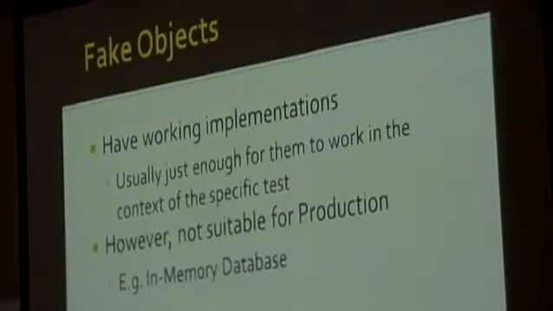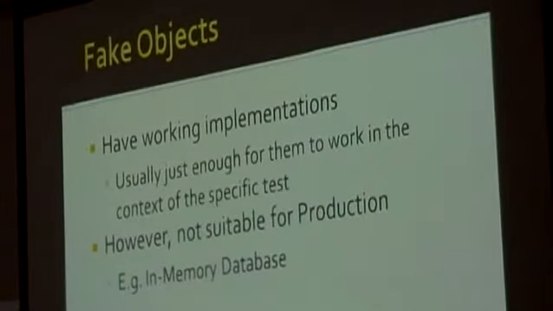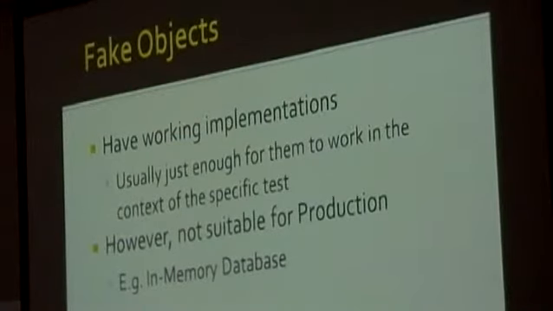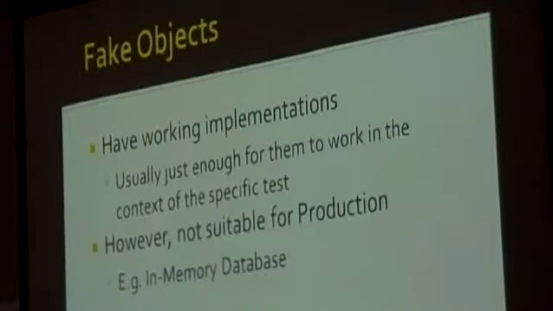Next are fake objects. They do have working implementations, but usually just enough to get the test running. They're definitely not suitable for production. For example, an in-memory database, like SQLite in-memory. That would not be good to have in production, because as soon as you shut down the app or the machine, well, there goes your data.